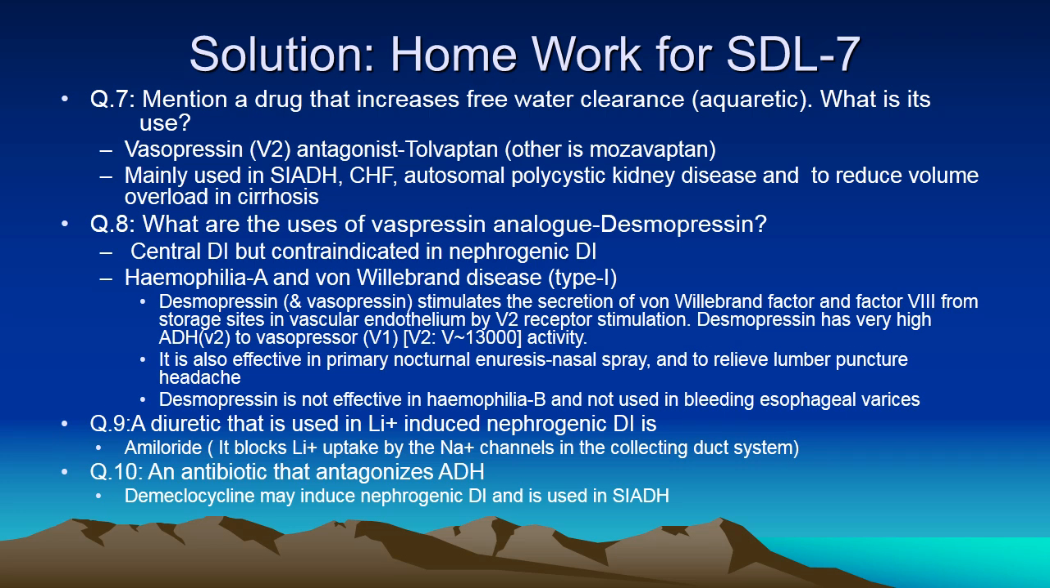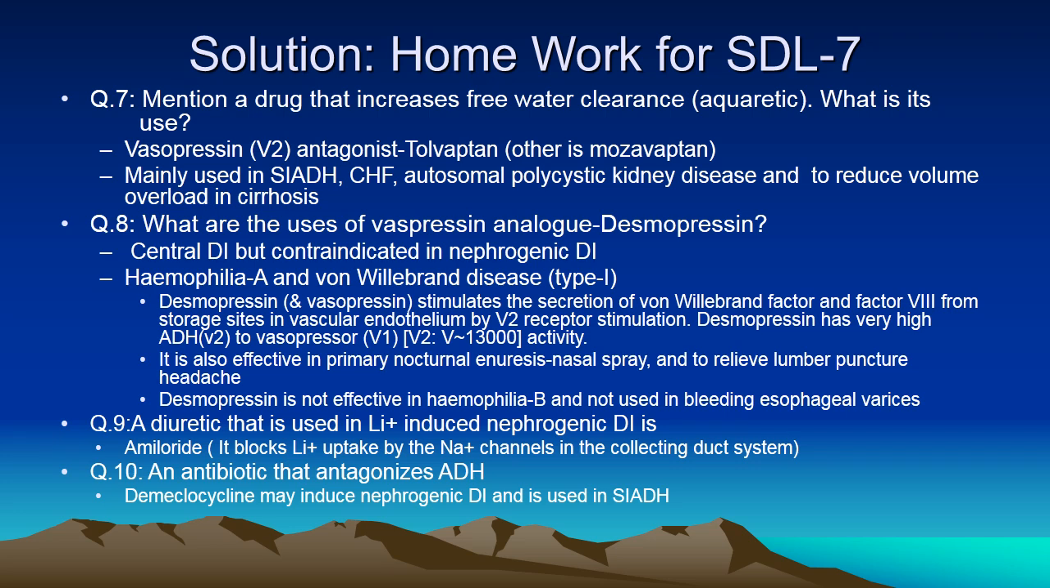Question 8. What are the uses of the vasopressin analog desmopressin? Desmopressin is a longer-acting form of vasopressin which is used in the treatment of central diabetes insipidus, but it is not used in the treatment of nephrogenic diabetes insipidus. This agent has also been found useful in hemophilia A and von Willebrand disease type 1, and here it stimulates the secretion of VW factor and factor VIII from the storage sites in the vascular endothelia by V2 receptor stimulation.